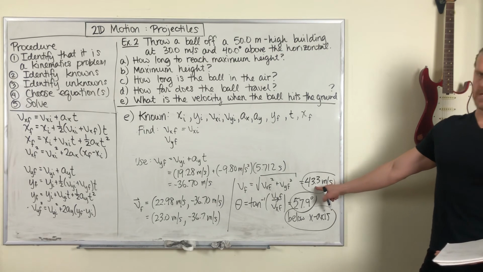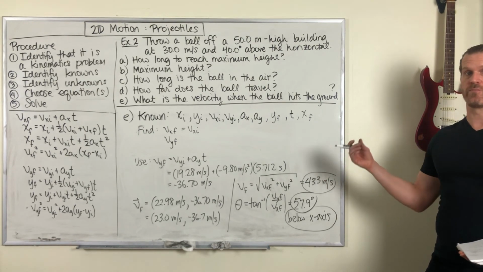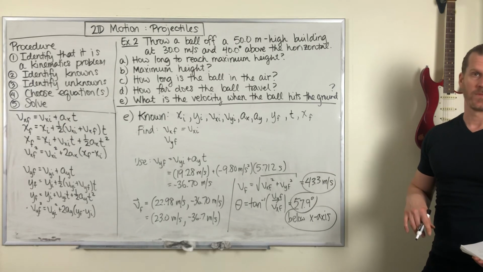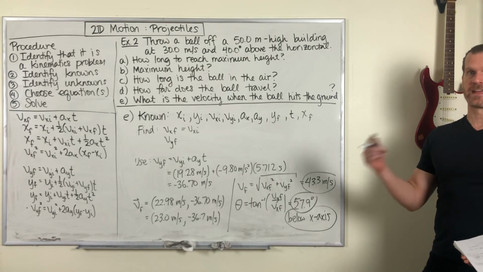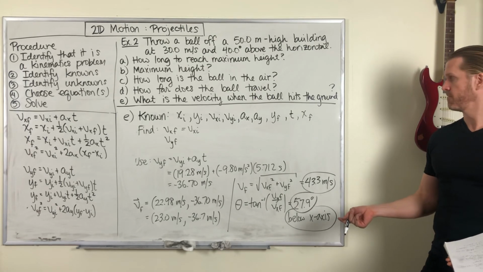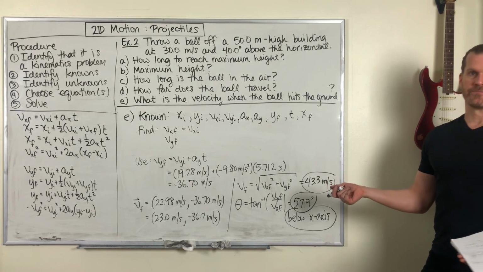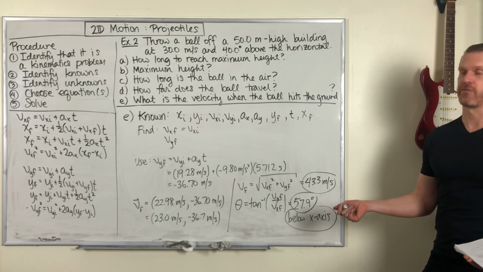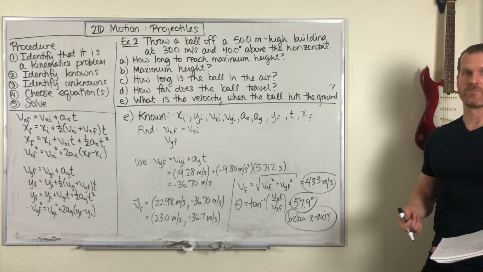So notice in the previous example, our final speed and angle were the same as the initial speed and angle. That's because the motion was symmetrical. It started and landed at the same height. This problem is asymmetrical. You land at a lower elevation than you start, and that gives an increase in speed.